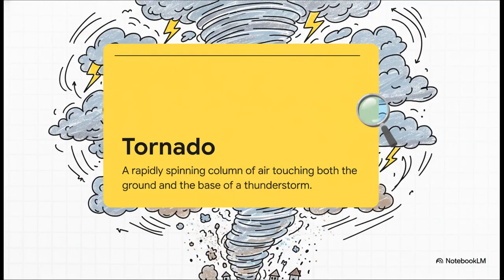Okay, so when you get right down to it, a tornado is basically a rapidly spinning column of air. But here's the key part. It has to touch both the ground and the base of a thunderstorm. I love the analogy of an atmospheric vacuum cleaner because that's pretty much what it's doing, just sucking up dust, debris, really anything it can grab, right into that swirling funnel.